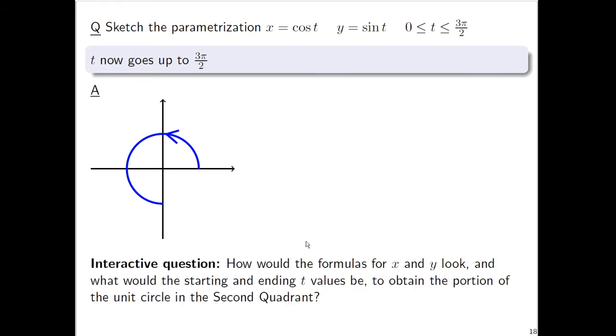So here's your interactive question for the day. How would the formulas for x and y look, and what would be the starting and ending t values in order to obtain just the portion of the unit circle in the second quadrant?